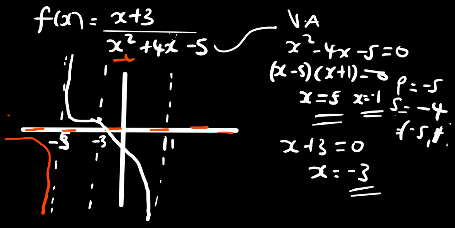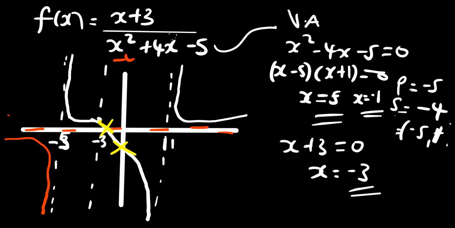Then when I come to any number that is greater than 1, if I choose even a big number like 20 and put it there, I'm going to have a positive number. So I just show that like that. So this will be your answer. Your work is just to find where it's cutting the x-axis and where it's cutting the y-axis, and you're done with your graph.